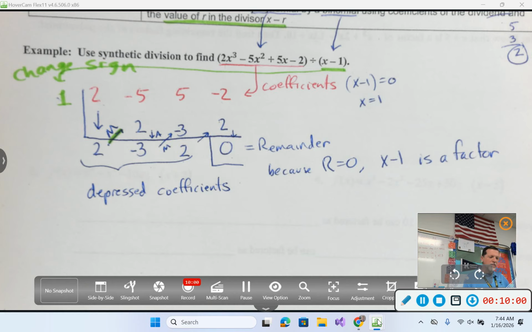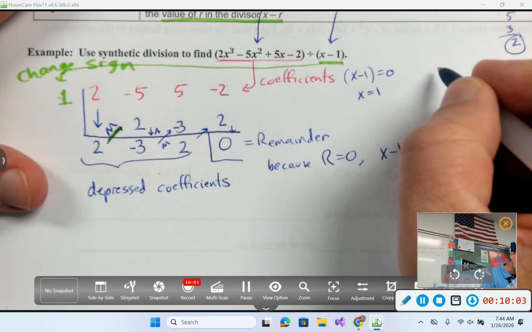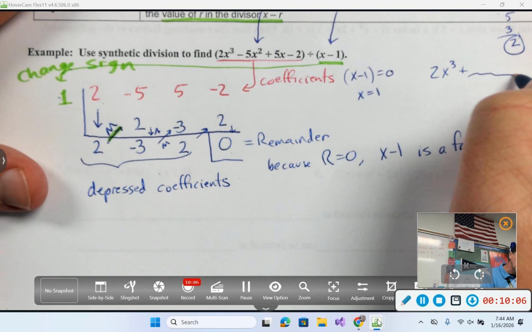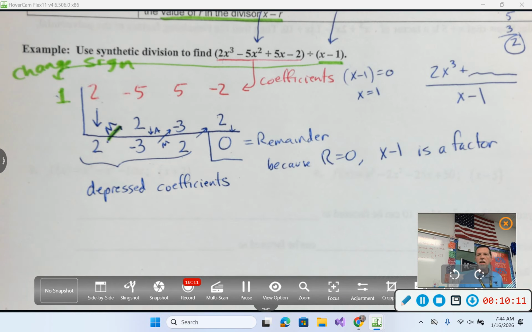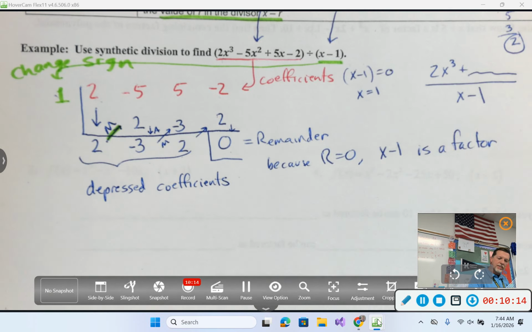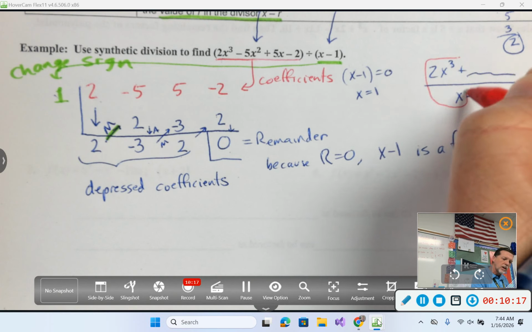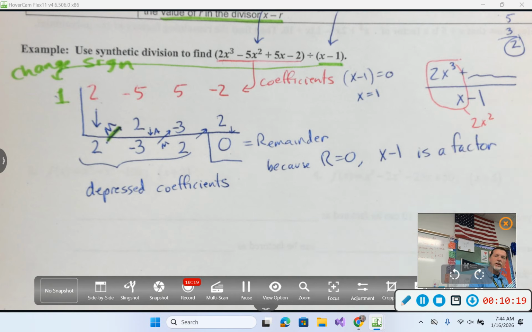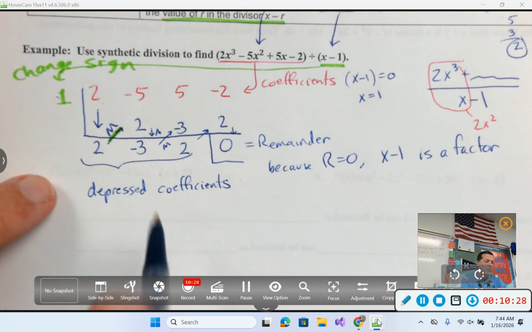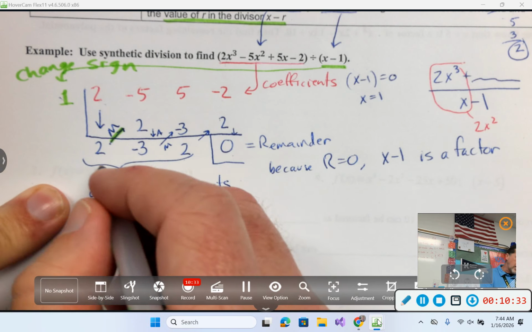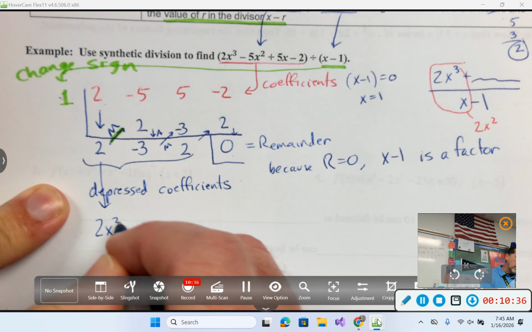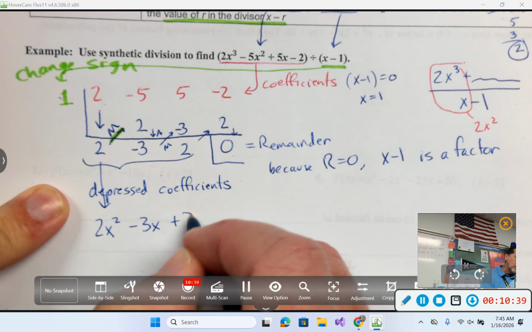Why they're depressed coefficients? That's a good question. We started with 2x cubed plus a bunch of other stuff, and we divided by x minus 1. Well, x cubed over x, just looking at those lead terms, that's 2x squared. We went down a power. When you divide by x, you go down a power. So this was, and maybe this will make more sense when I do the next thing. These coefficients, now instead of starting with x cubed, start with x squared. So that's 2x squared minus 3x plus 2.